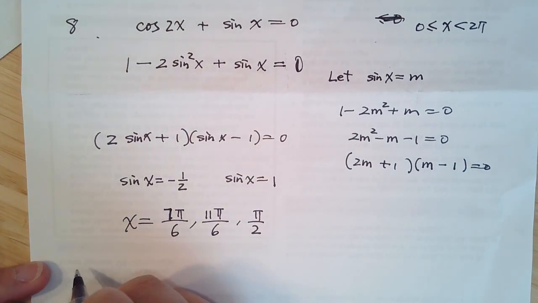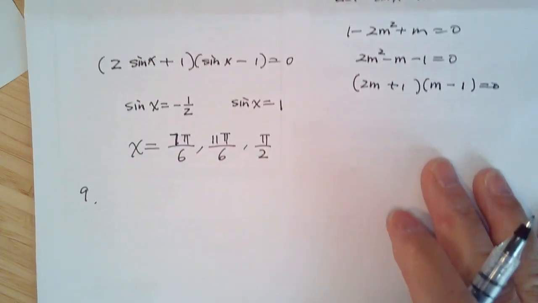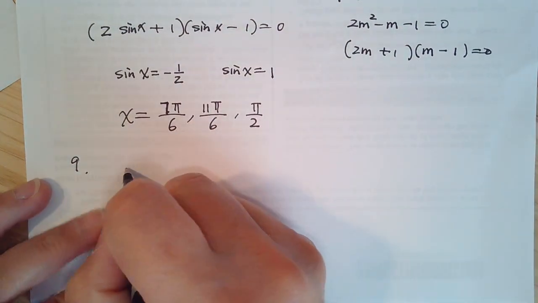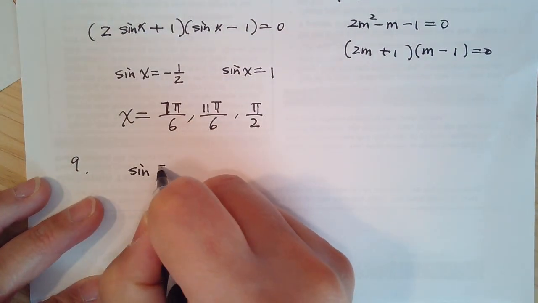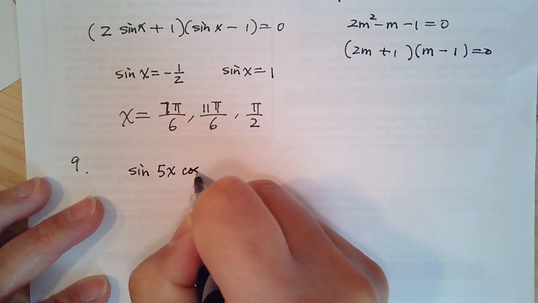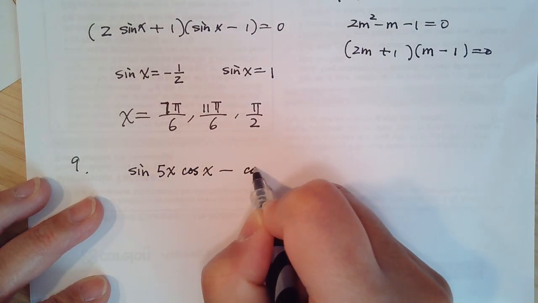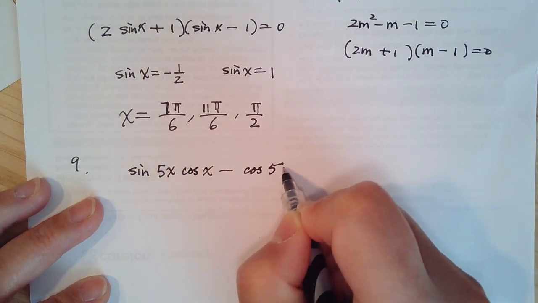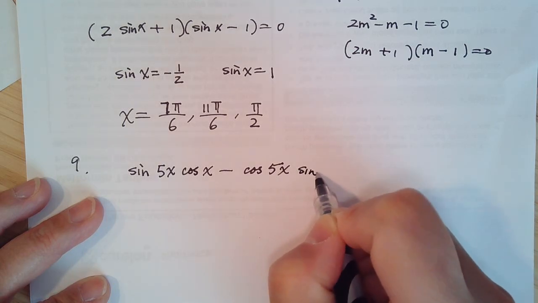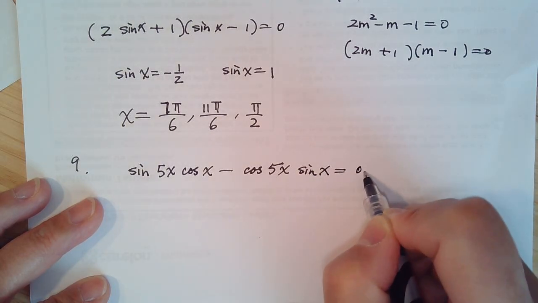Let me do two more. So number 9. Number 9 is interesting. I ask you, sine 5x cosine x minus cosine 5x sine x equals 0.5.